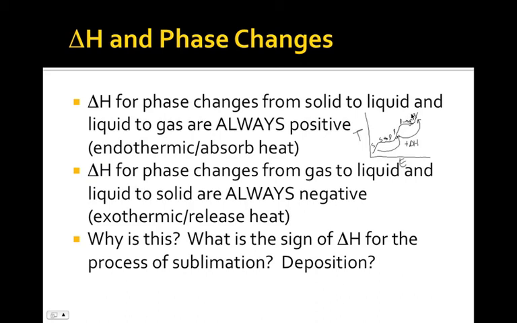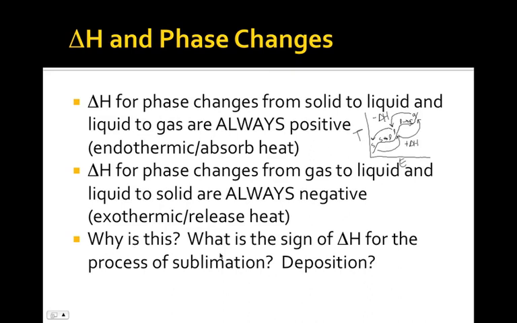Flip side of that, if you go from a gas down to a liquid, that requires a release of energy. The kinetic energy decreases and that energy is released to the environment. Same thing with liquid down to a solid. This energy has to be released, and so this is associated with a negative delta H, or a decrease in energy of the system.